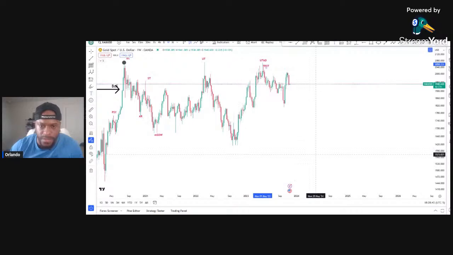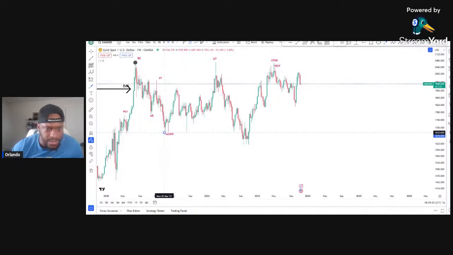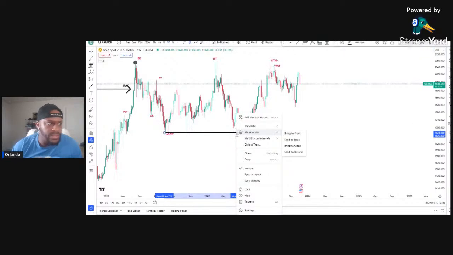All right. So now we have a supply zone because we have this high that now led what? To this low. Then price came back and accumulated and reaccumulated and led back to what? The supply zone that created a low. So right here, this is a change of character. A weekly change of character. This right here is a weekly change of character.